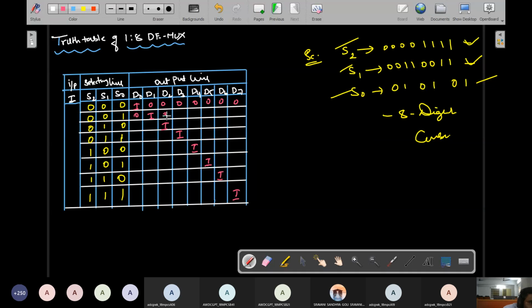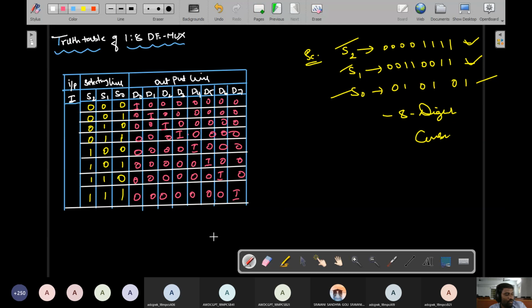The remaining outputs are simply 0. Every remaining output is 0. Only the activated output is D7 when all the selecting lines are high; your input is directly connected to the D7 output, and the remaining outputs show 0 only. So please note that, everybody.